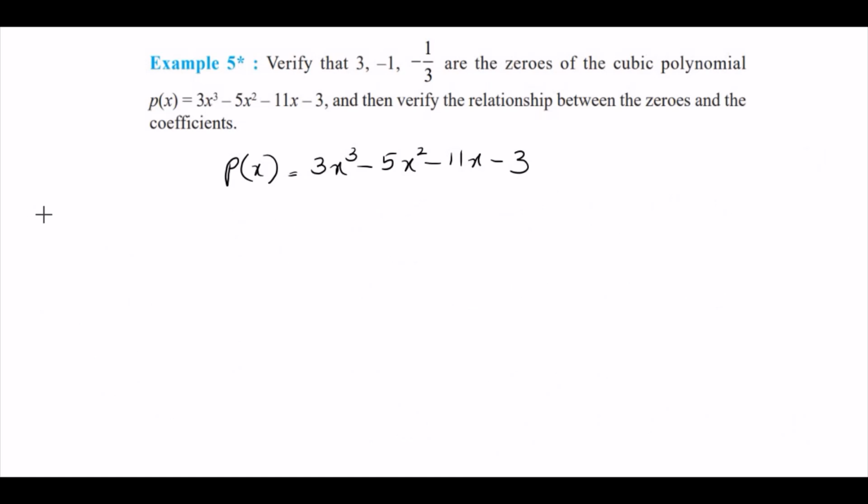So you have learned that for a cubic polynomial, if alpha, beta and gamma are the zeros, then alpha plus beta plus gamma is minus b by a.